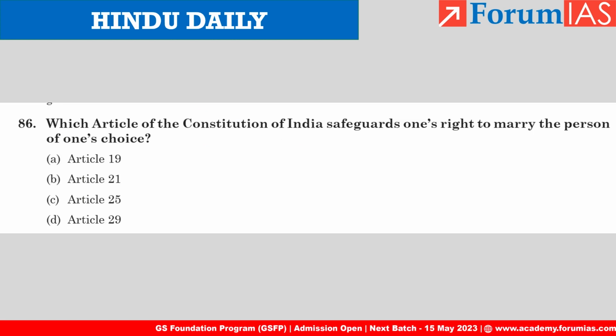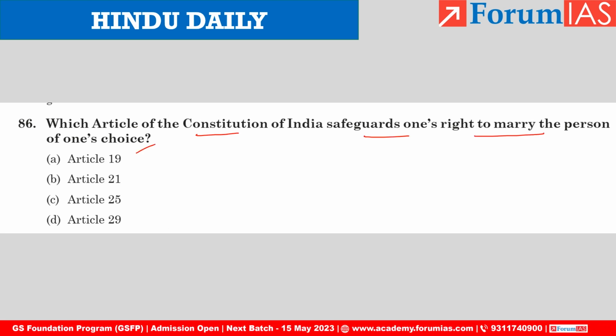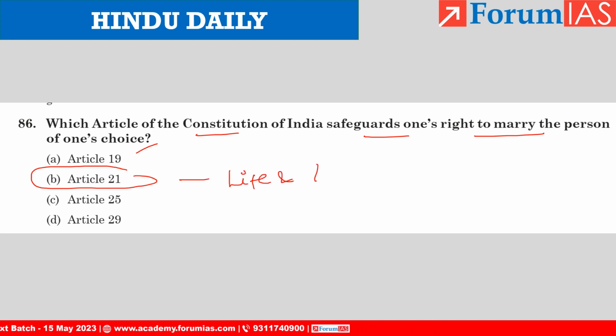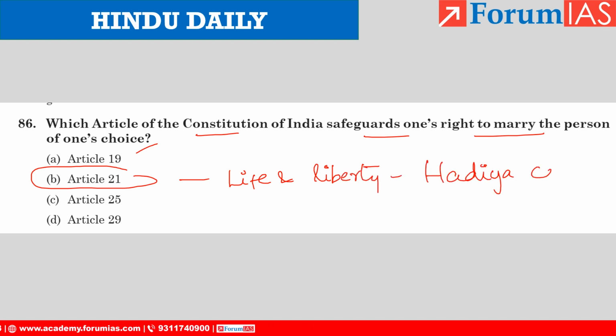Next question, which article of the constitution safeguards one's right to marry the person of one's choice? Article 19, 21, 25, 29. Answer is Article 21, right to life and liberty. And this comes from the Hadia case. So that is some extra information for you.